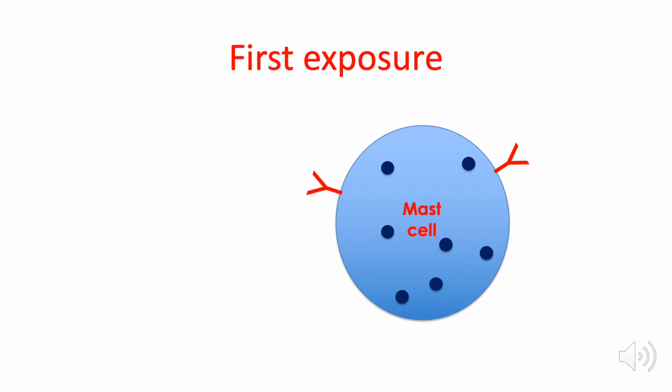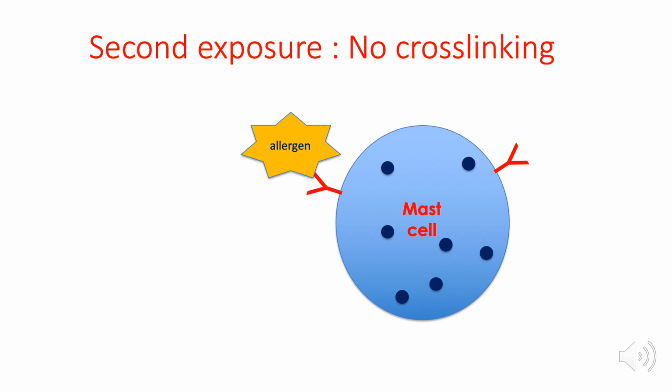And as you can see, there is no release of histamine from the mast cell because there's still no cross-linking. If you will be exposed again to the same allergen, the allergen will bind to one or two of the IgEs on the surface of the mast cell. But as you can see, that can still not cause what we call cross-linking. So in this case, the mast cell will still not degranulate.